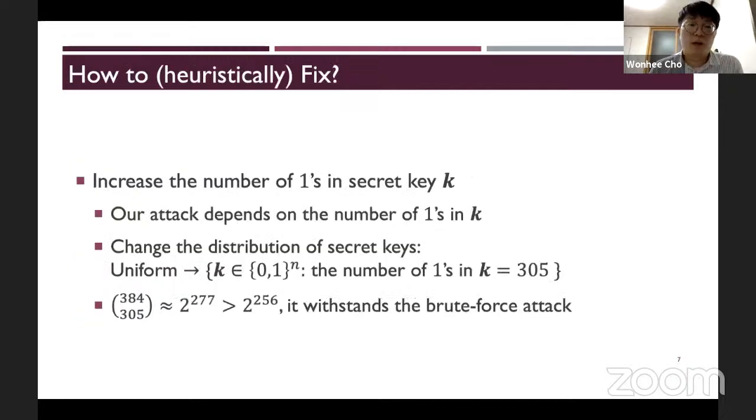Then how can we prevent our attack? Our attack only depends on the number of ones in the secret key k. So to prevent our attack, change the distribution of secret keys from the uniform distribution to the distribution of secret keys k whose number of ones is 305. So it also withstands the brute force attack.